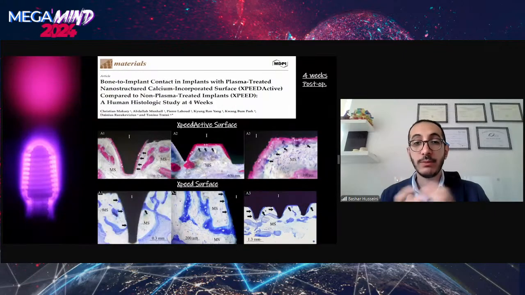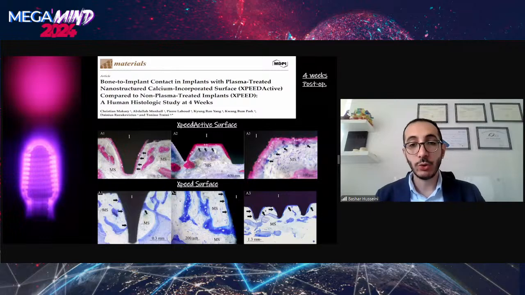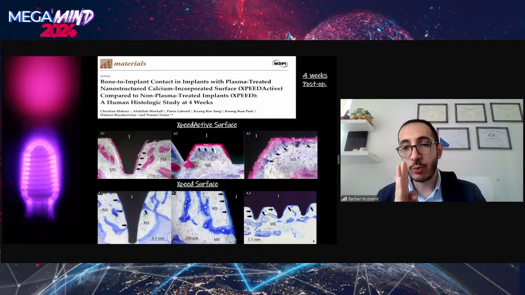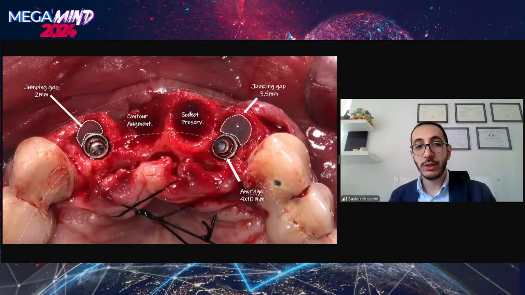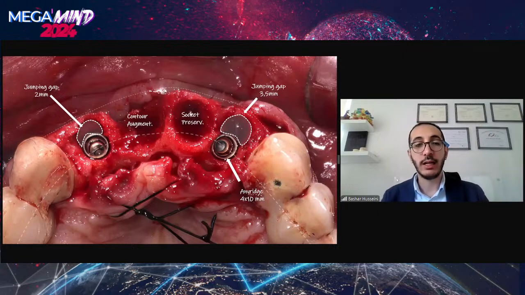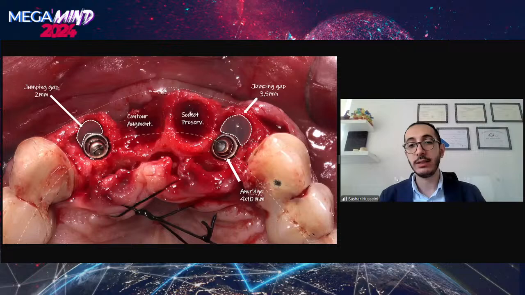I placed my implants, but before placing them, I used my Plasma X Motion machine, which is a machine that removes every carbon atom on implants and even promotes better bone formation. This implant picture was taken at my clinic, and those histology images by my professor, Christian Bakari. As you can see in the histology, better bone formation at 4 weeks. Now, implant placed, we have a jumping gap of 2 millimeters. We have this deficient socket that needs contour augmentation and socket preservation.